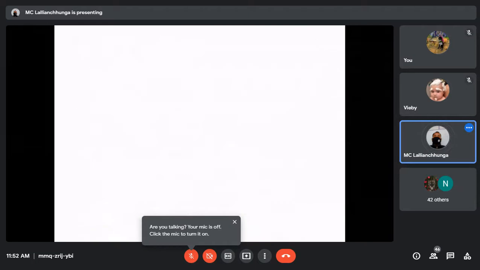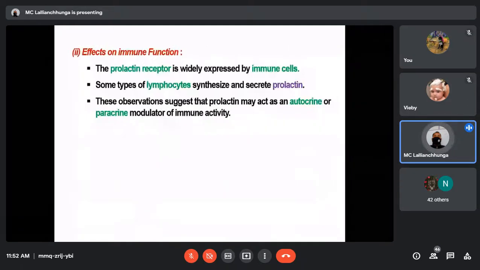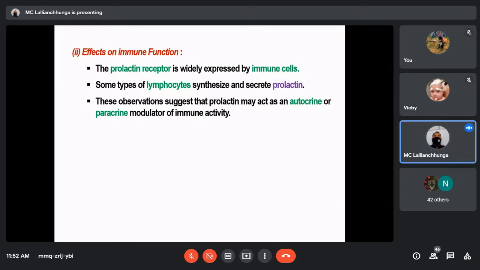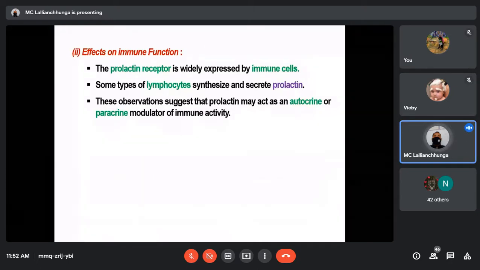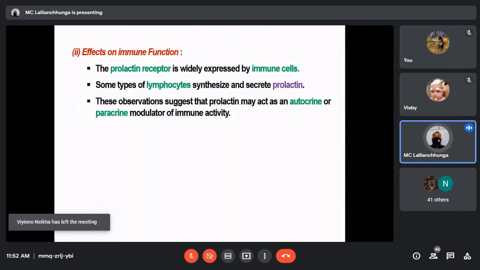Okay. So effects on immune function. Prolactin receptor is widely expressed by the immune cells. Some types of lymphocytes synthesize and secrete prolactin. So we all know that lymphocyte is very important for the protection of the body, immune function. And it is said that some types of lymphocyte synthesize and secrete prolactin.